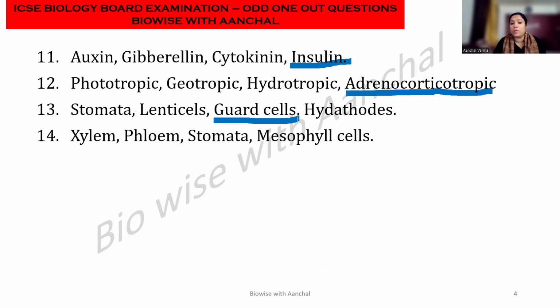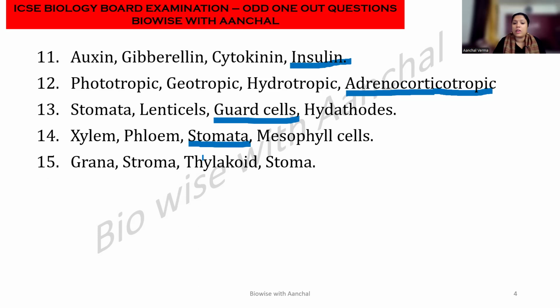Xylem, phloem, stomata, mesophyll cells. Here, same thought you can give. Stomata is an opening, but the rest are all the tissues or cells present in the plant. They all are composed of cells present in the plant. Stomata is an opening.